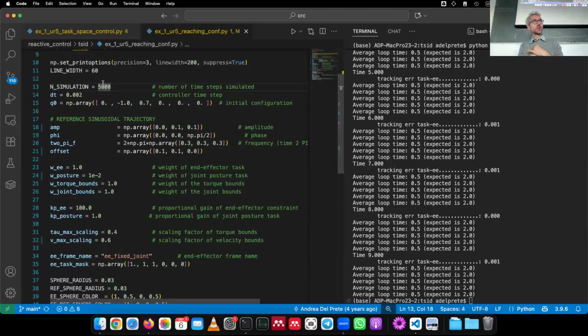So I would stop here for the coding part of today. Do you have any question on that? Good. Then we can move on and we can start talking a bit about optimal control.